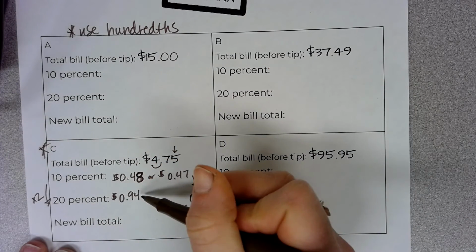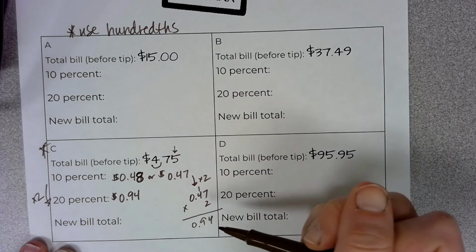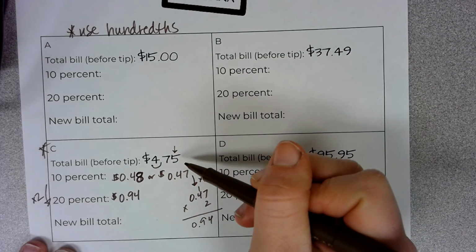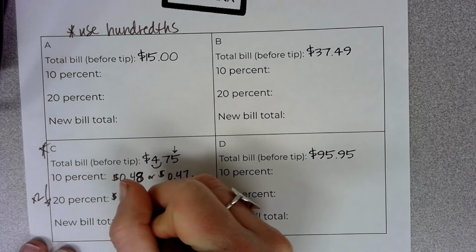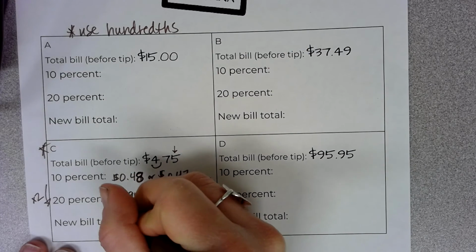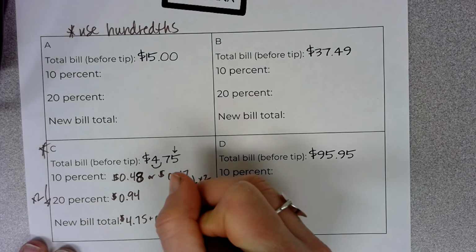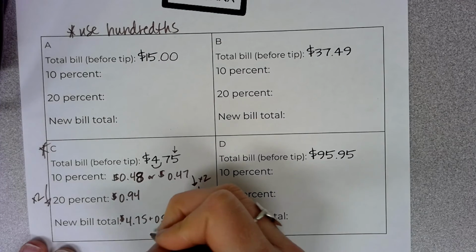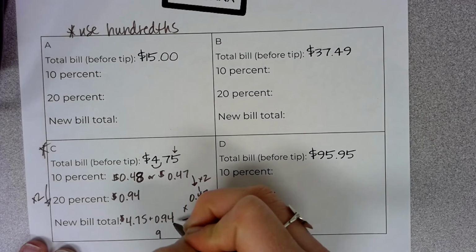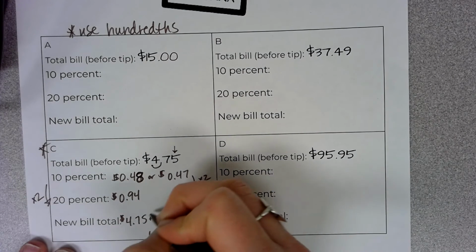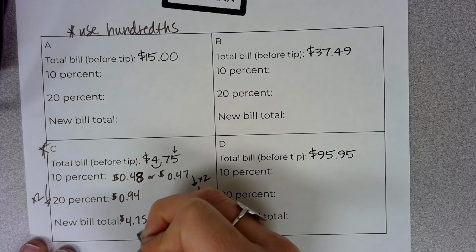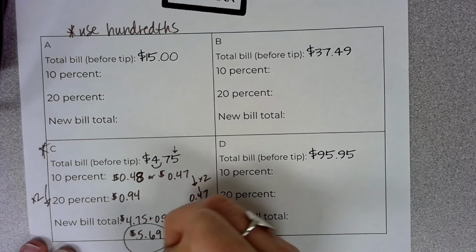Then, once I figure out what my 20% tip is, I'm going to add that to 4.75. 4.75 plus 0.94 would give me $5.69 as my new total.